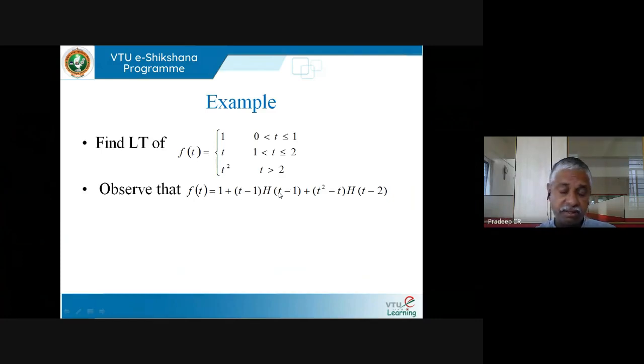H(t) is between 0 and 1 means t is less than 1. So H(t-1) is 0, H(t-2) is also 0. So both these are 0, I get 1. So for t between 0 and 1, I get 1.